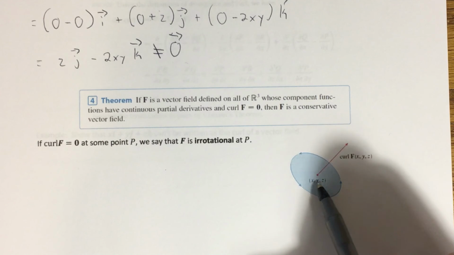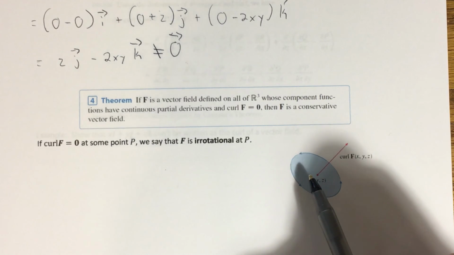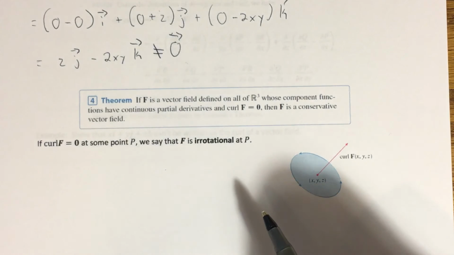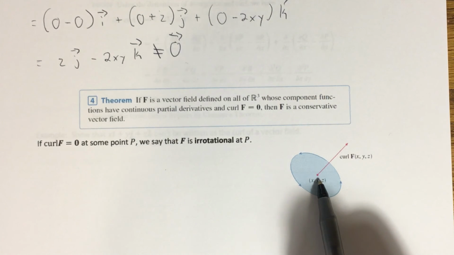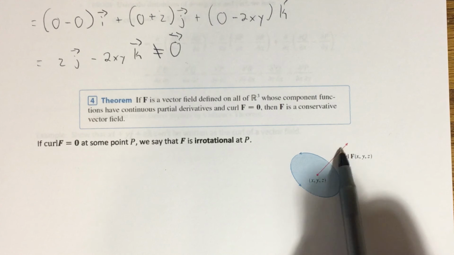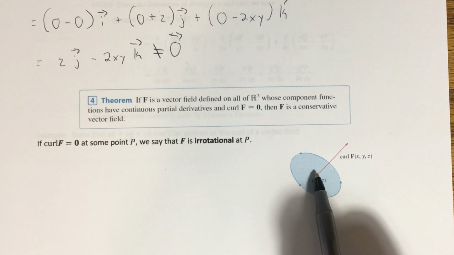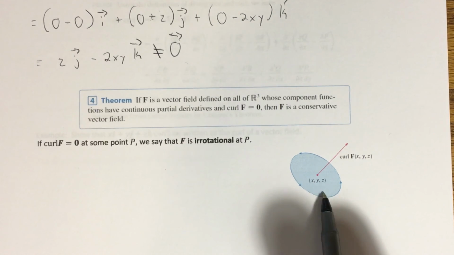We can see that. I think your book makes an interesting little image for this, where it says, imagine a tiny little paddle wheel affixed to an axis that aligns with the curl. The curl is a measure of how quickly that paddle wheel will rotate on that axis.